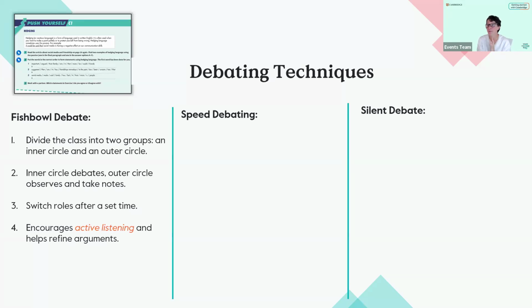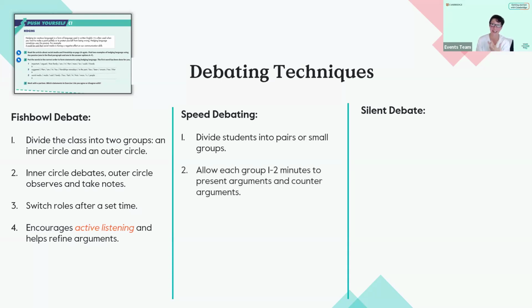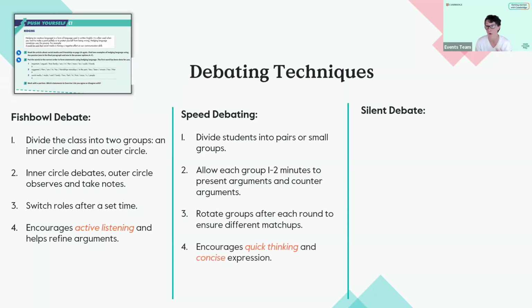Then we have speed debating. So speed, not dating, speed debating. So you can divide students into pairs or small groups, has the same idea. You can allow each group 1 or 2 minutes to present arguments and counter arguments, and then you rotate the groups after each round to ensure different matchups. And this, of course, encourages quick thinking and concise expression.